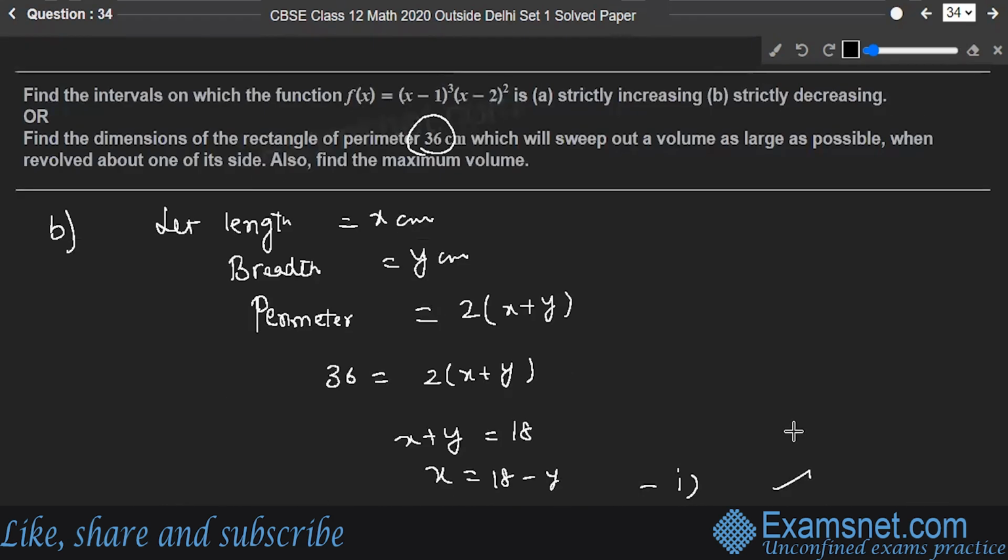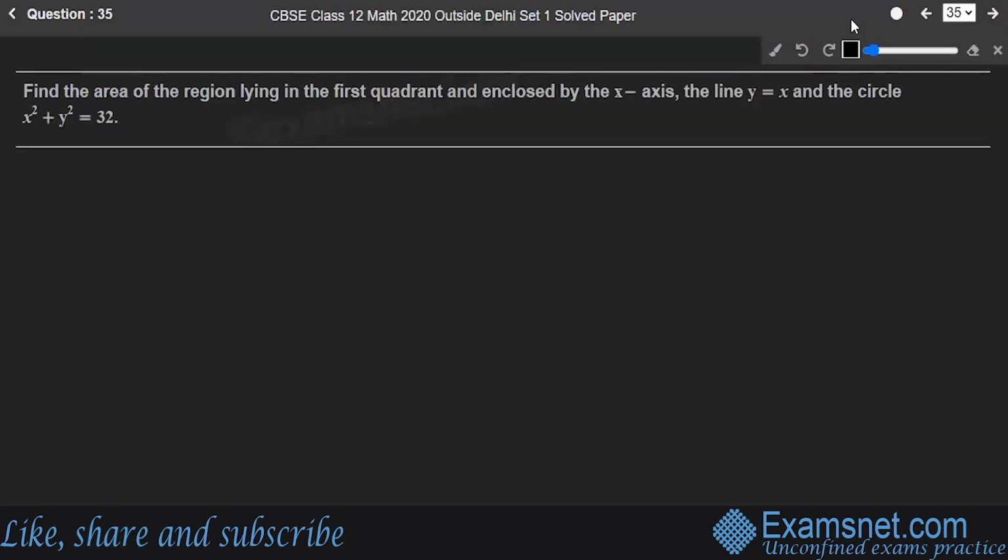Right, so here we had to find out the maximum volume, which comes out to be 864 pi centimeter cube. Hope you understood that. Let's move to the next question.